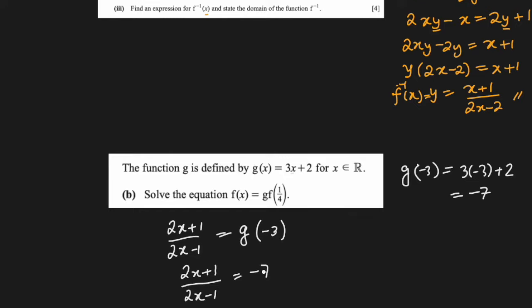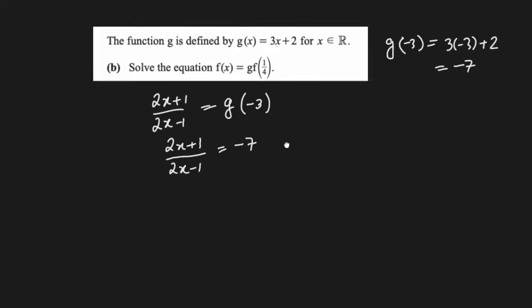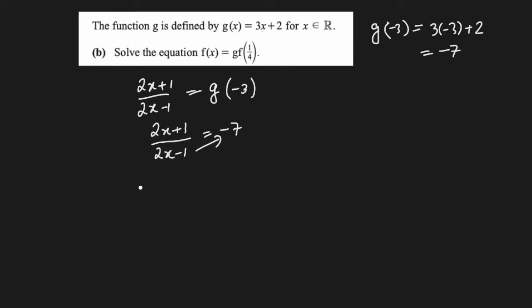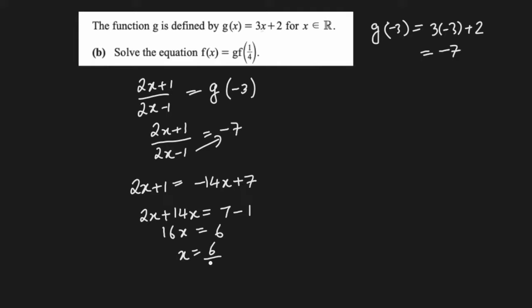So minus 7. And now we'll solve this by cross multiplication first. 2x + 1 equal to minus 14x + 7. Let's bring it to the other side. So 2x + 14x equal to 7 minus 1. 16x equal to 6. X equal to 6 over 16 or 3 over 8. So they ask us to solve the equation. We have solved it. X is 3 over 8. That's our solution.